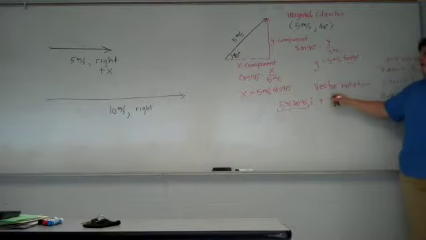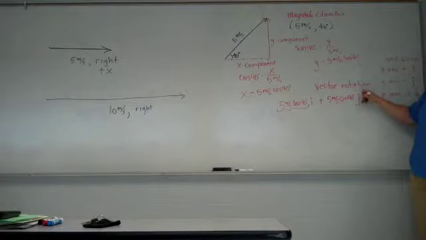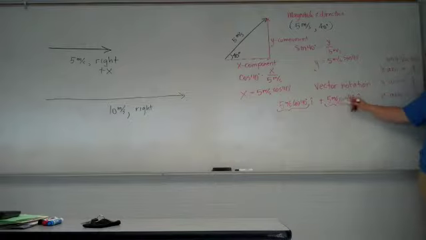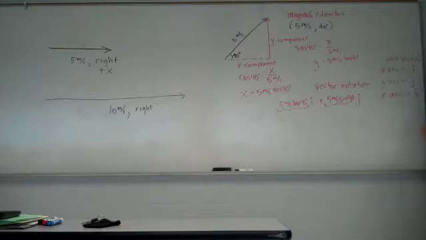Plus, how much in the y direction? 5 meters per second sine of 40. And we would write a j hat on there. So this is the magnitude. The 5 meters per second sine of 40 is the magnitude of the y component. The j hat tells us what direction. That's the y direction specifically.